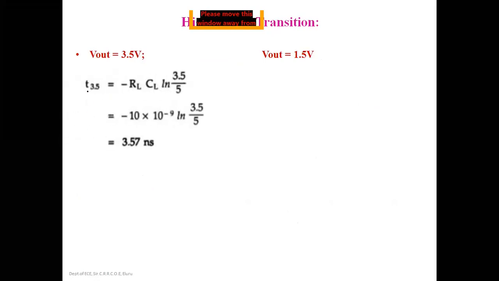So see the time period at 3.5. By rearranging this, you are getting a logarithmic value: minus R_L C_L times the logarithm of 3.5 by 5. By solving this, you will get the fall time at the voltage of 3.5 volts. That is 3.5 nanoseconds.